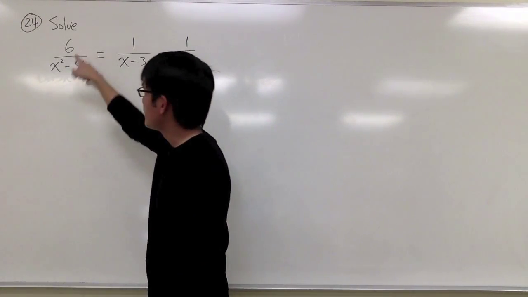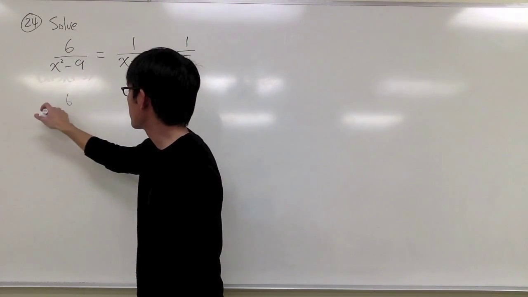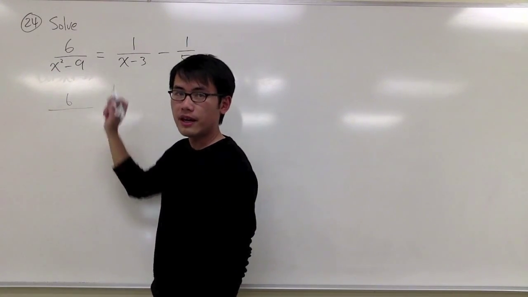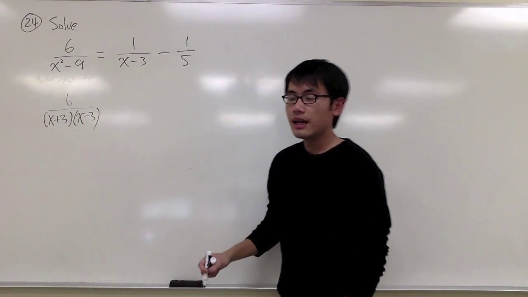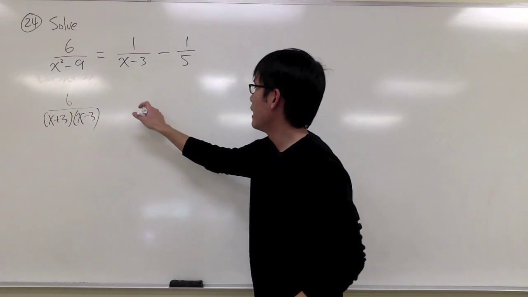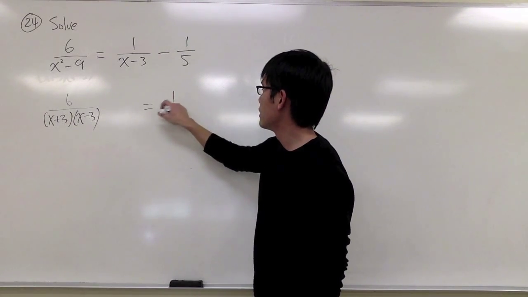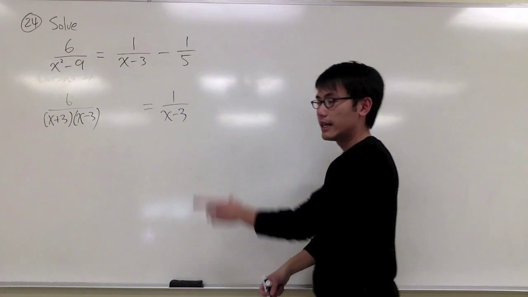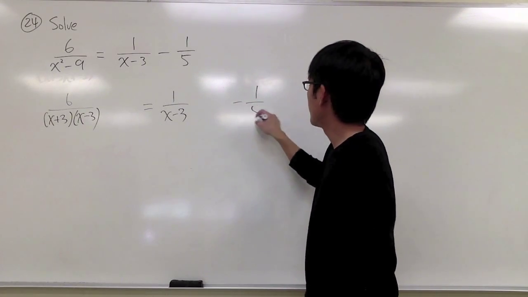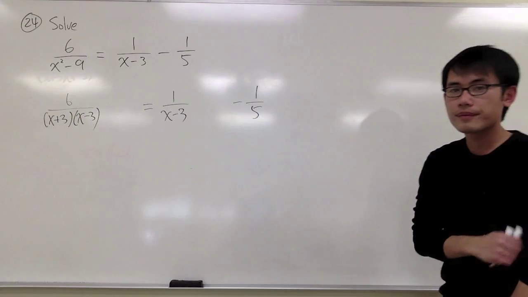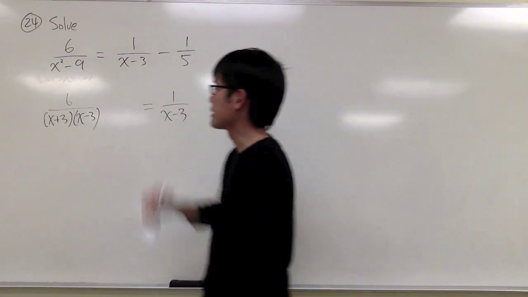So right here, I see that I have 6 over x squared minus 9. I can factor out this denominator here. So I'll write this down as 6 over x squared minus 9 can be factored as x plus 3 times x minus 3. Okay? And then I'm going to purposely leave some space. So the equal. And for the next one, I have 1 over x minus 3, like this. And then I'm going to leave a space right here again, and then continue with minus 1 over 5, like this. Okay? So the only step that I did was to factor this.